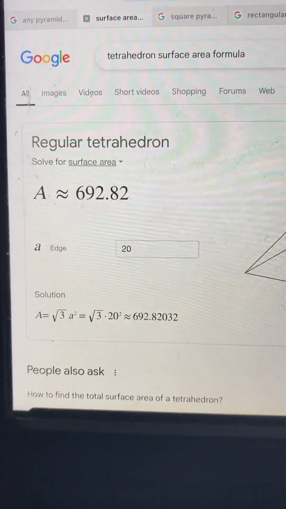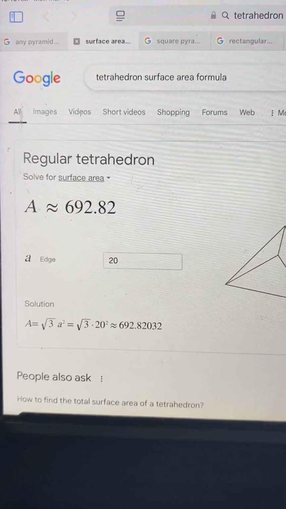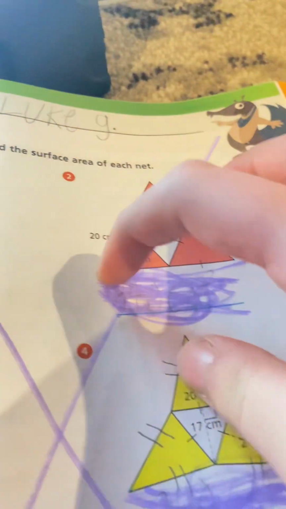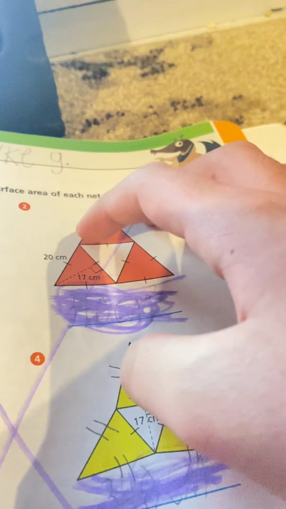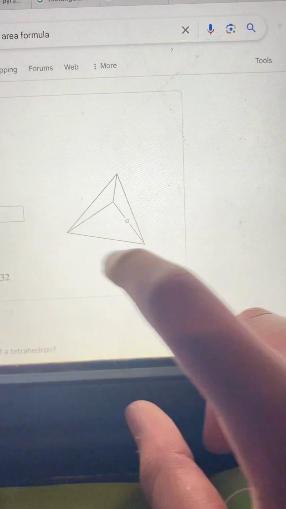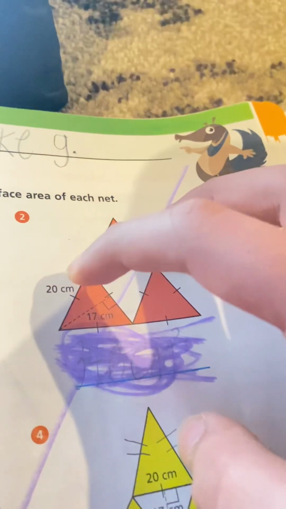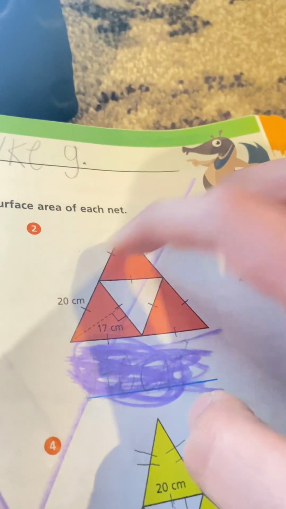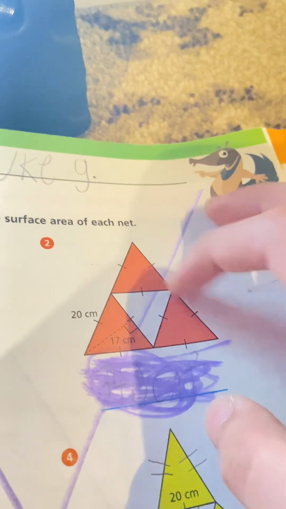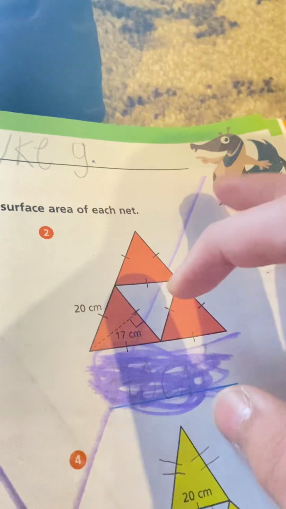So the surface area is 692.82, because if we look here, 20 centimeters is the edge. And if we look here, A is the edge, and this matches up the base. All the sides have to be equal, so guess what? This is 20, this is 20, this is 20, everything is 20, except for the heights.